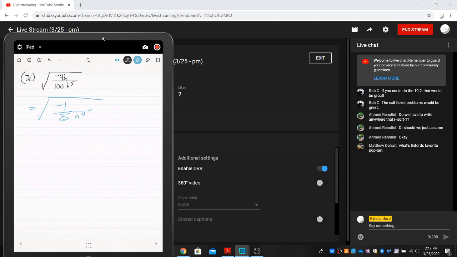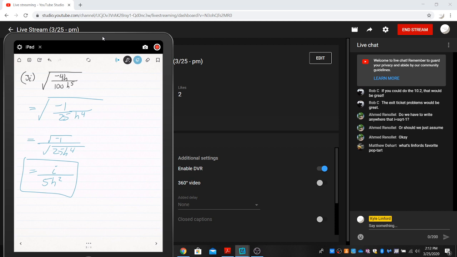Now we can say to ourselves, can we take the root of the top and the bottom? So let's take the square root of negative 1 on the top, the square root of 25 h to the fourth on the bottom. The square root of negative 1 is i, the square root of 25 is 5, and the square root of h to the fourth is h squared. It's almost as if I planned it that way.